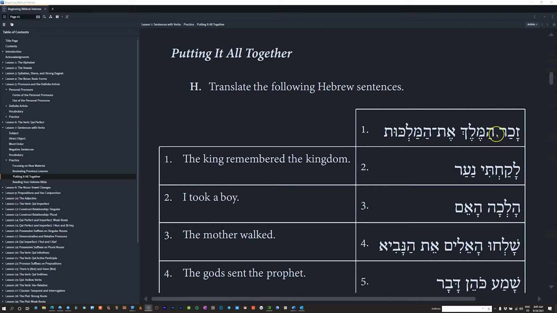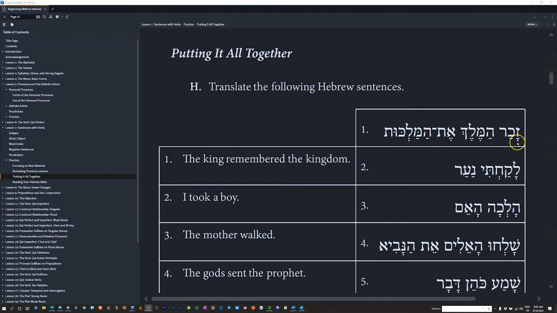So looking at number 1, Zachar hamelech et hamalchut. Zachar means remembered. It's implied that the subject of remembered is third person masculine singular. So if we don't have an explicit subject, which we don't have to have in Hebrew, we could just have Zachar et hamelech.